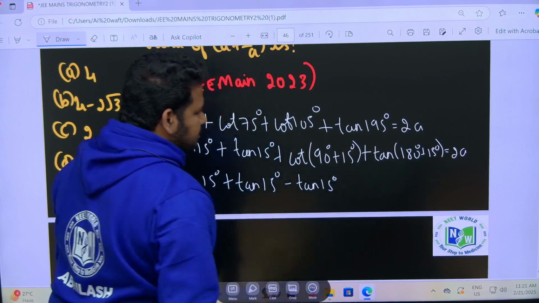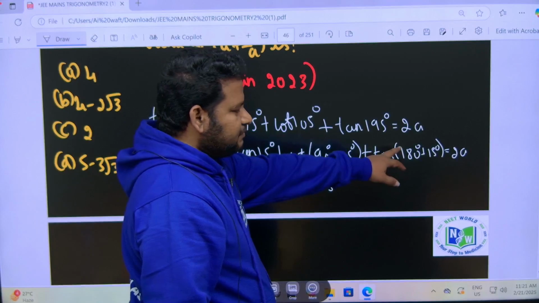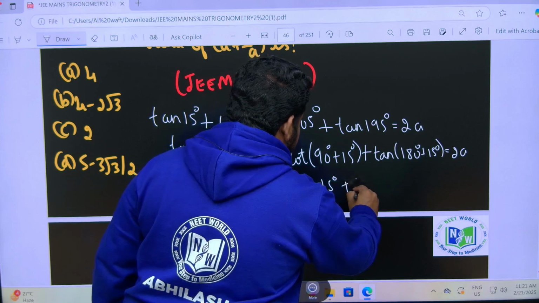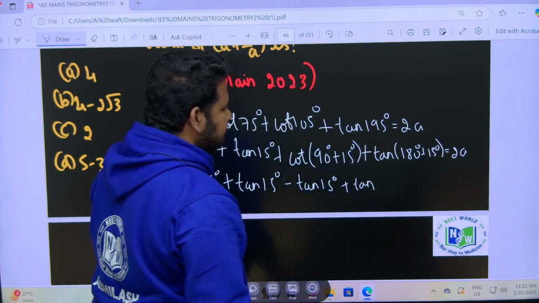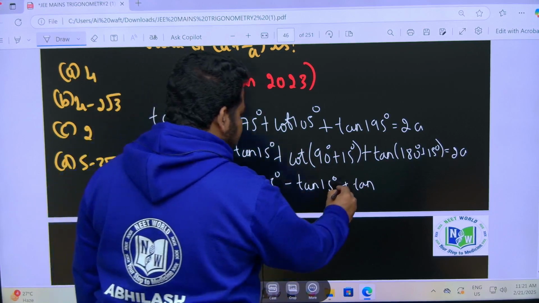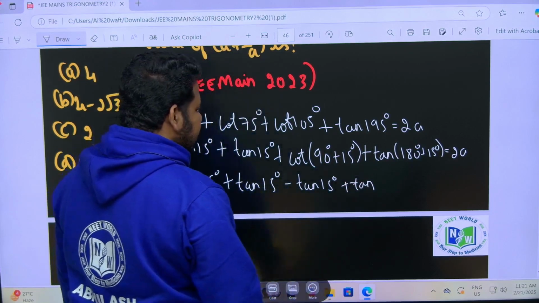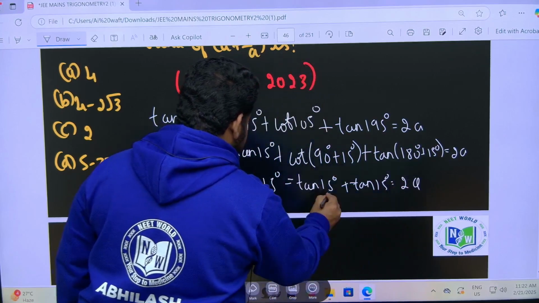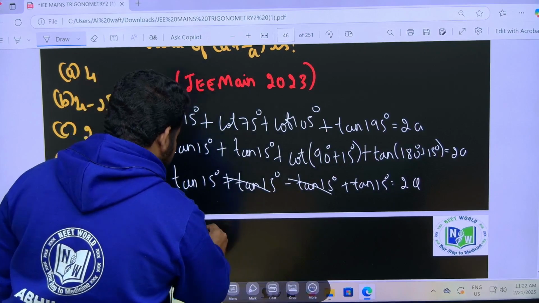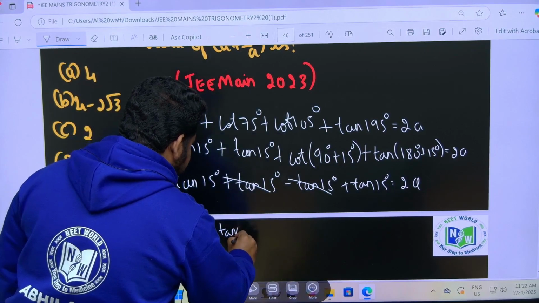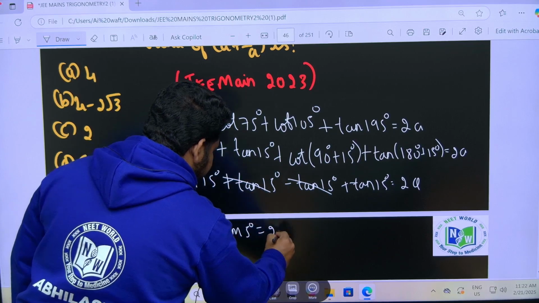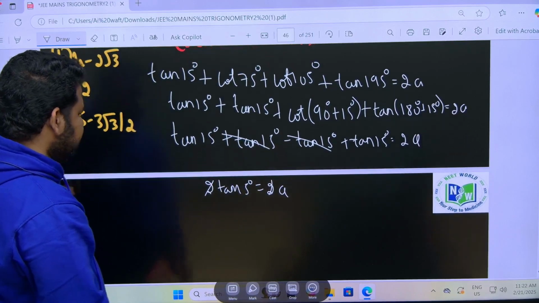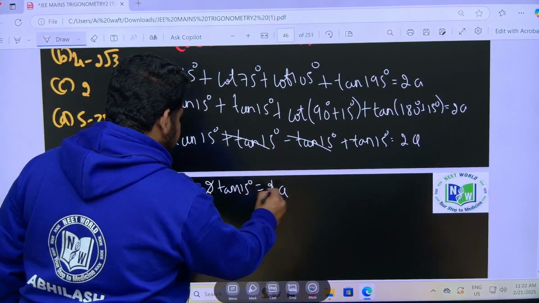What about this? Is it an odd multiple or even multiple? Even multiple of 90, so tan will remain tan itself. And in the third quadrant, tan is positive. This will be tan 15 degree equal to 2a. This plus and minus will cancel. You will be left with 2 times tan 15 degree equal to 2a. Okay, so 2 cancels. Now we are left with tan 15 degree equal to a.